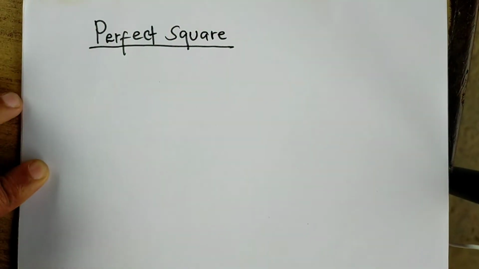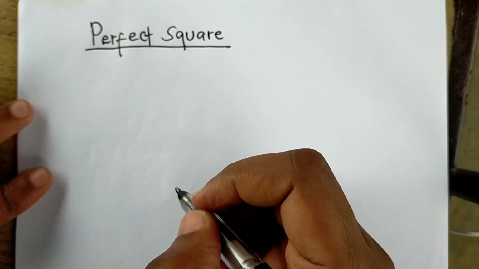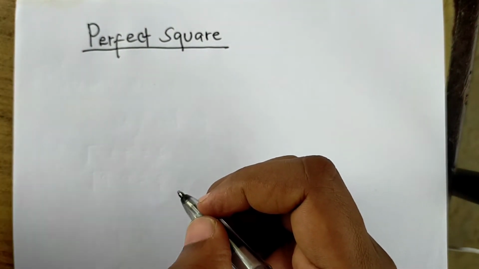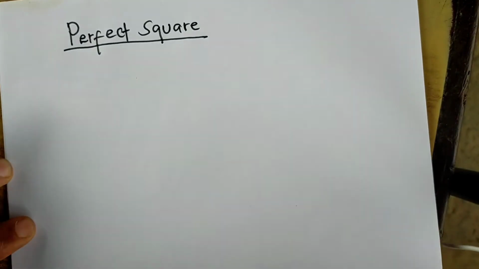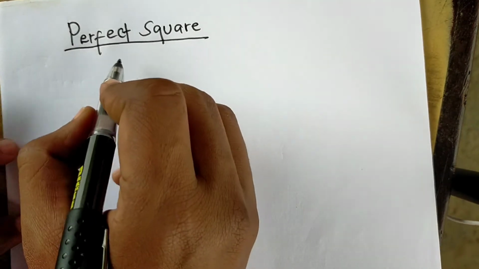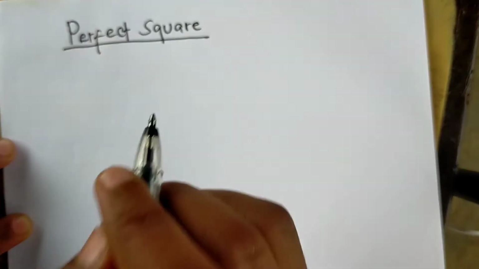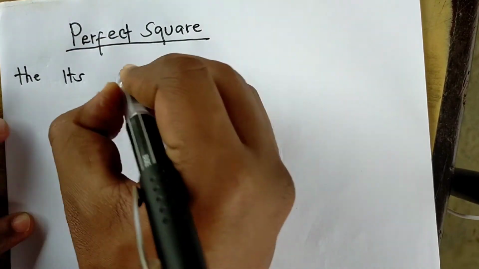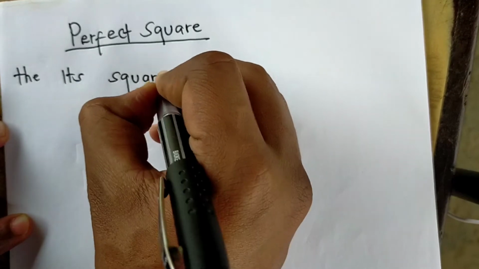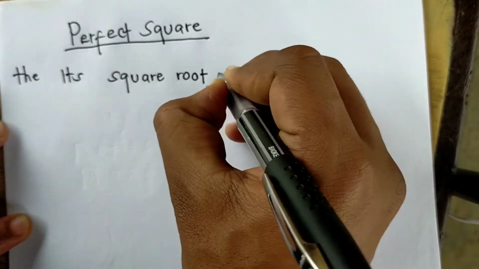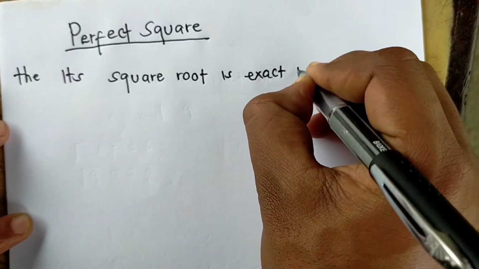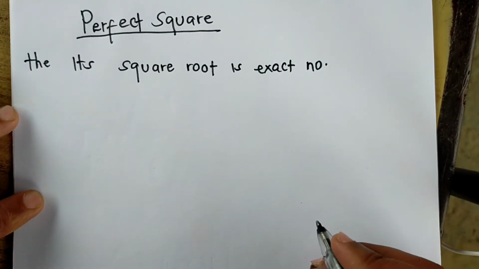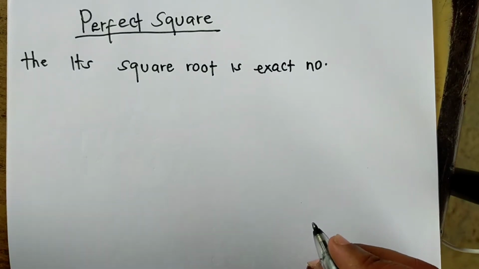Okay, let's get started. What is a perfect square and how do we know a perfect square? For us, if a number is a perfect square, then its square root is an exact number. What do I mean by an exact number?